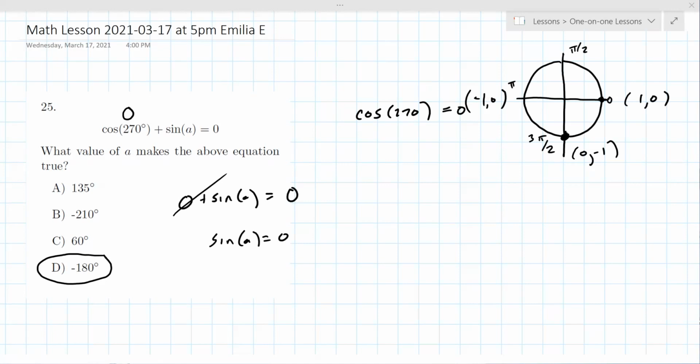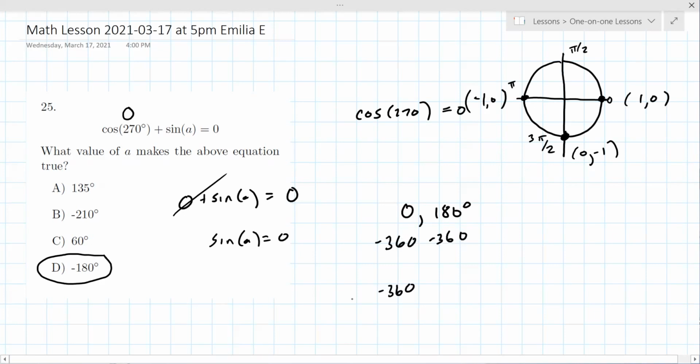Well, there are actually many possible answers here. If it's in degrees, we know that the y value is 0 here and here. So that's at 0 or 180 degrees. But because of coterminal angles, you can subtract 360 from both of these to get minus 360, which I don't know if that'd be an option, or minus 180, which is an option.